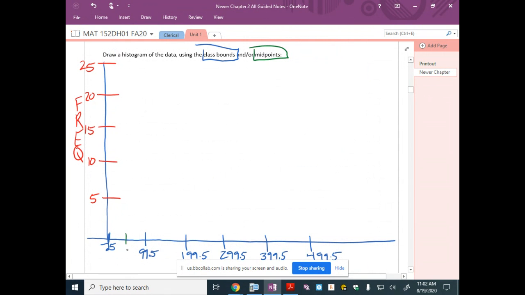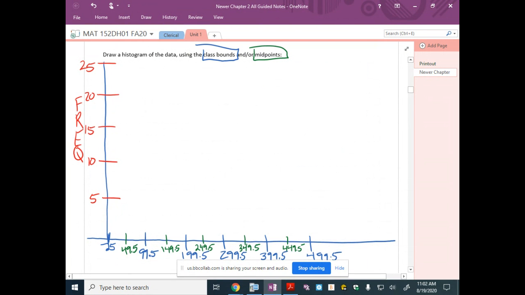The first midpoint would be 49.5, then 149.5, 249.5, 349.5, and 449.5.